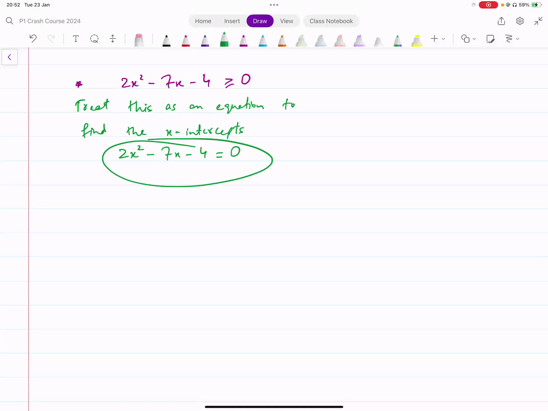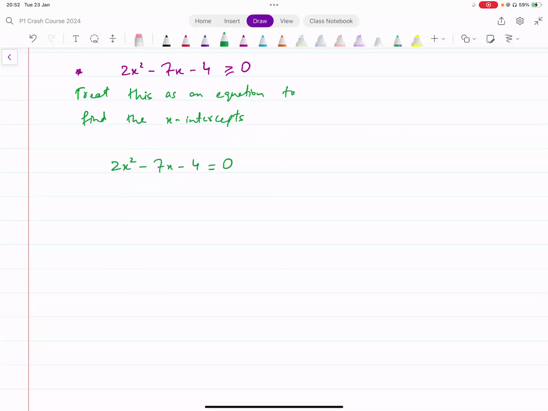That's the purpose of doing this. Now, this is an equation that you know how to solve, right? We've done this so many times. You've been doing this since O levels, in fact. How would you solve this?